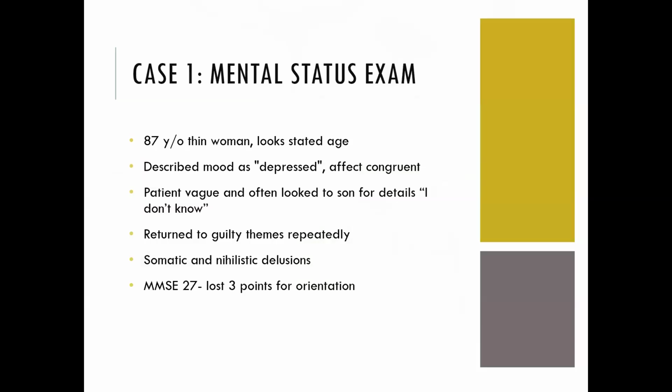On mental status exam, she appeared her stated age. She was thin. She described her mood as depressed, and her affect reflected this. She seemed quite dysphoric, with poor eye contact. She was very vague. When asked questions, she would do the head turn to her son, often say that she did not know the answer. When pushed a bit, though, she sometimes would come up with the correct answer, but would reflexively answer, I don't know. She often returned to the guilty themes.